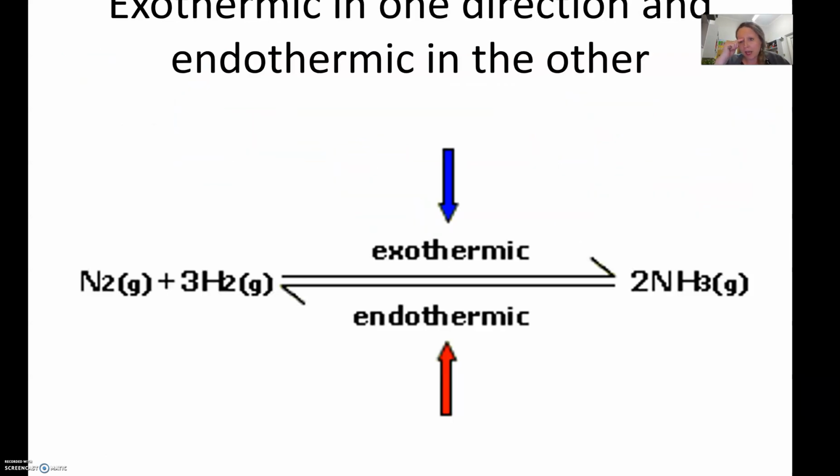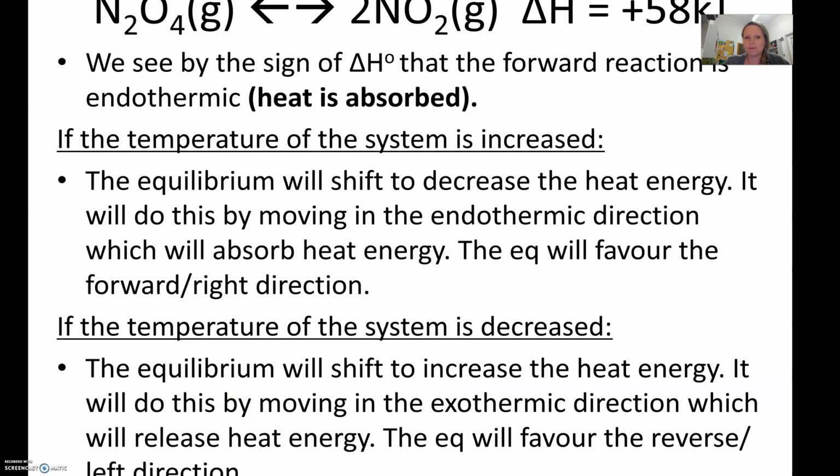So just another recap, if a reaction is exothermic in one direction, then it's endothermic in the other. So this is the Haber process. So making ammonia is exothermic and the breaking up of ammonia to N2 and H2 is endothermic. Okay, so here's an example here, and you can see that this reaction is endothermic. When you read a reaction like this, this means the forwards reaction is endothermic. So if the forwards reaction is endothermic, then the reverse reaction is exo. Okay, so forward is endo, reverse is exo.